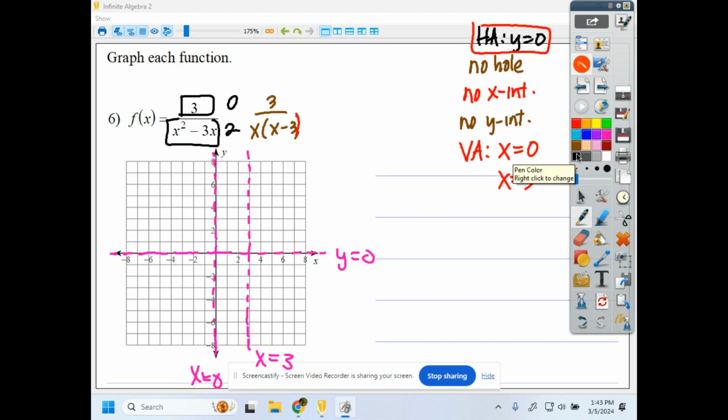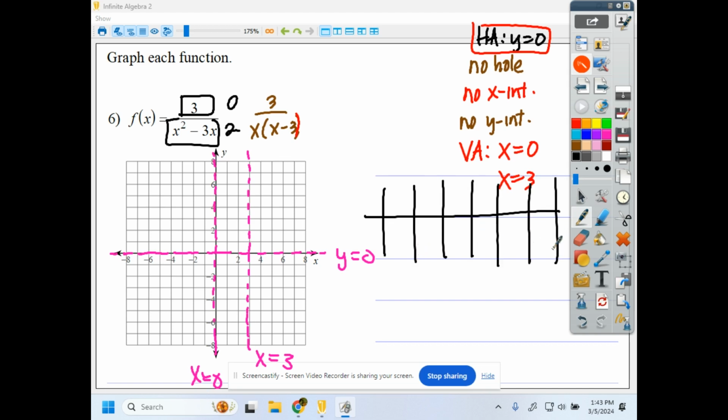So what do we do now? We're going to find tables. We're going to draw a table here. This will be a much longer table because we have several vertical asymptotes. So x and y. We know that the middle one here is 0, and this is the 3. Let's do 3 points here. So on the left side of 0, let's say we pick negative 1 and negative 2.